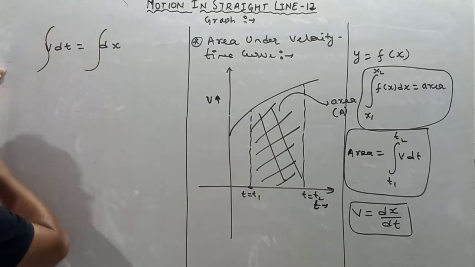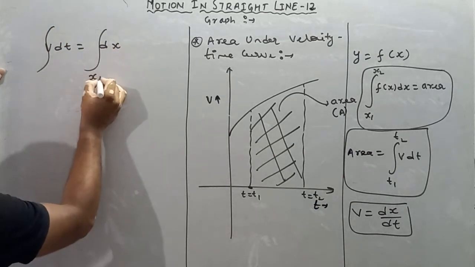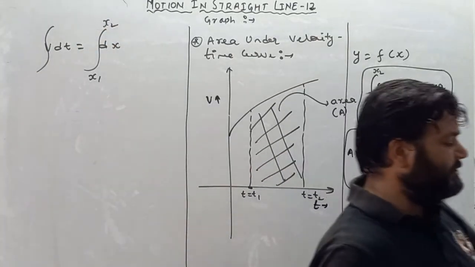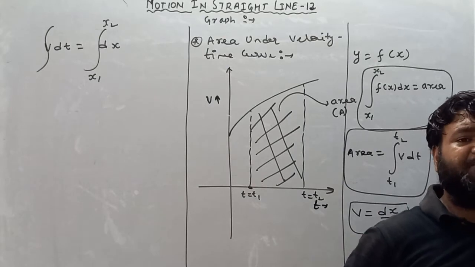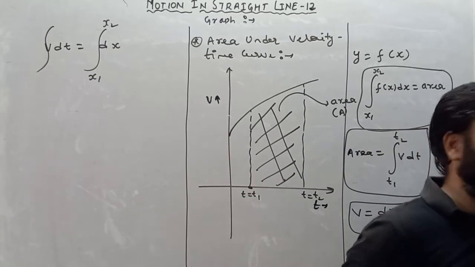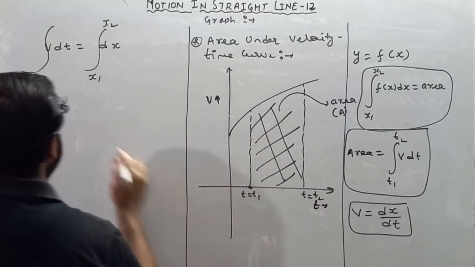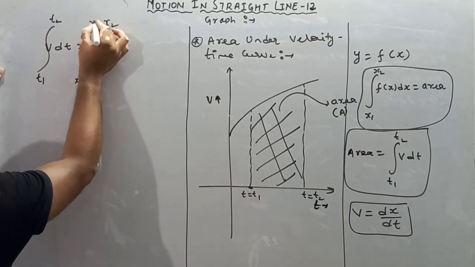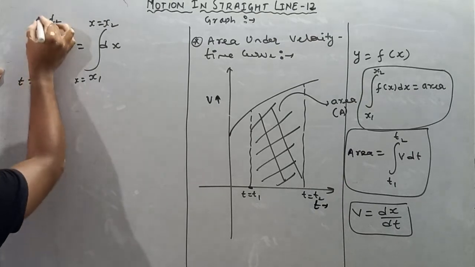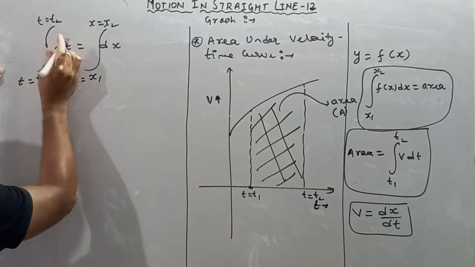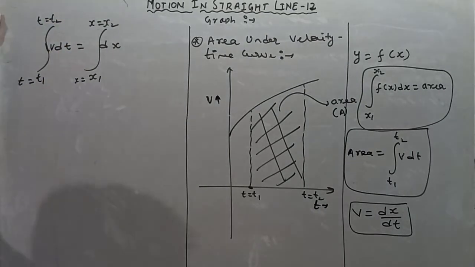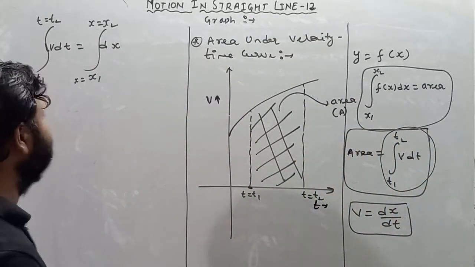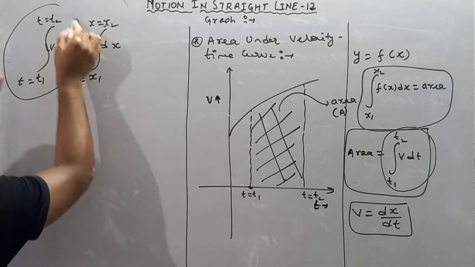Now integrate this term. So dx must be from x1 to, let's suppose, x2, and v dt is the time limit, so t1 to t2. Here x is equal to x1, x is equal to x2, t is equal to t1, and t is equal to t2. So integral v dt. Now see, my dear student, this integral v dt from t1 to t2 is nothing but area.